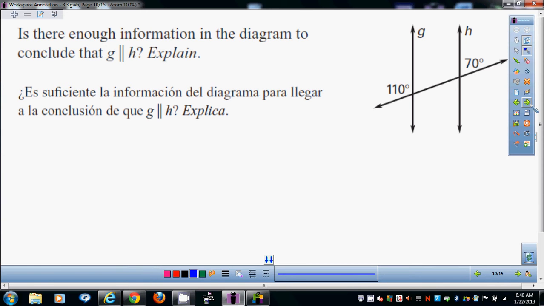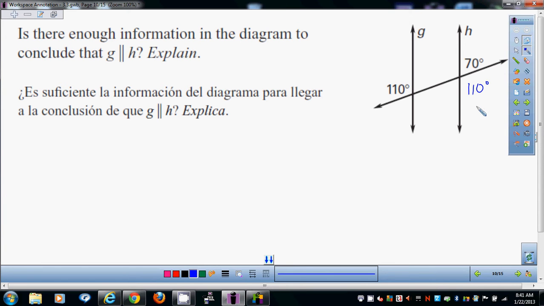But can we use logic at this point? What's another angle? Just by knowing the 70, describe to me another angle I can figure out in this picture. We'll just do it here. How do I know that this is 110? What's the vocab word I'm looking for? Linear pair. They're a linear pair.